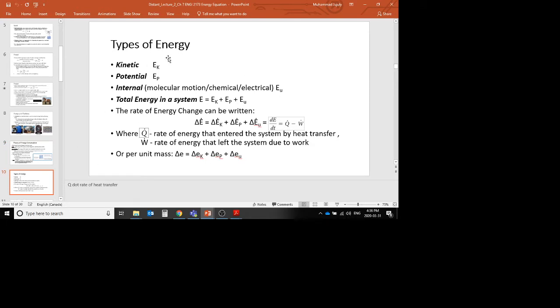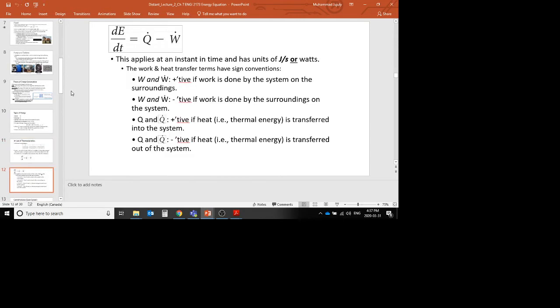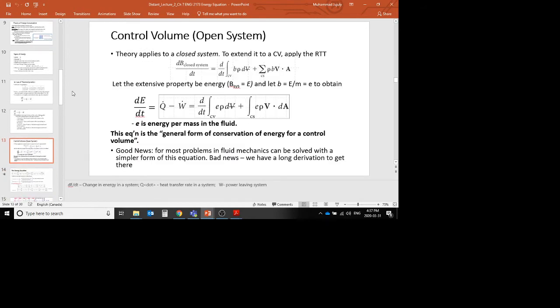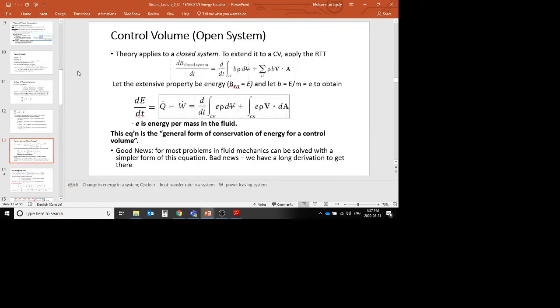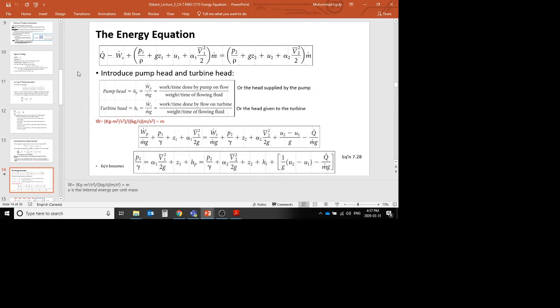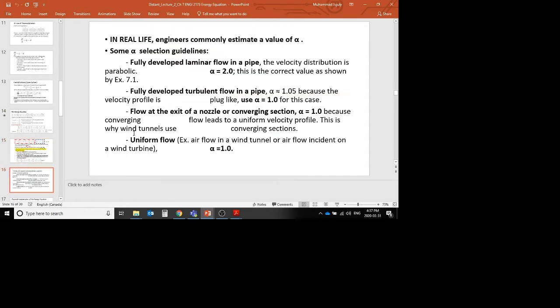We know there's kinetic energy and potential energy and internal energy. Internal energy works at the molecular level. So the total energy would be kinetic energy plus potential energy plus internal energy. Okay, so that's how we derive our energy equation from the first law. And here comes the control volume approach, and then we got the final terminology of the energy equation.